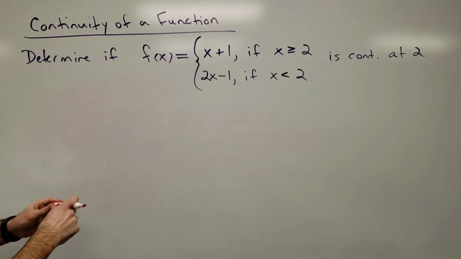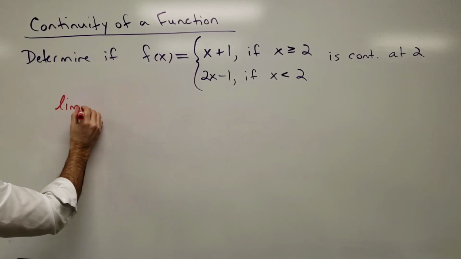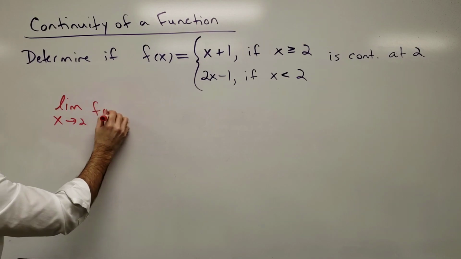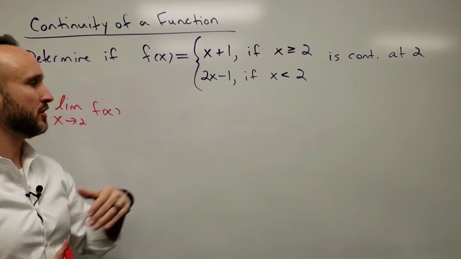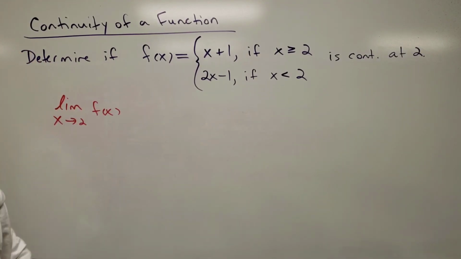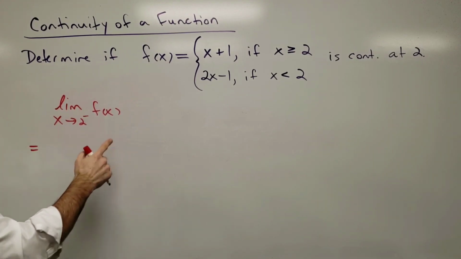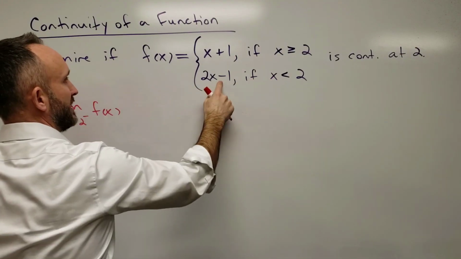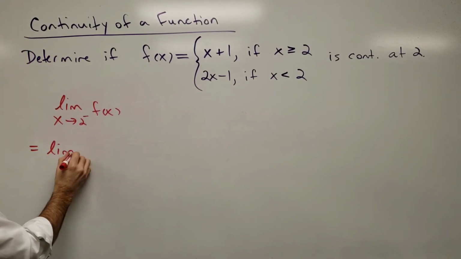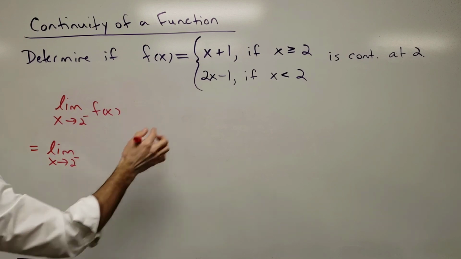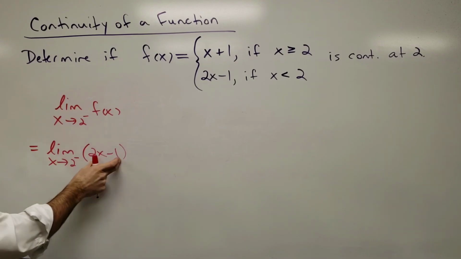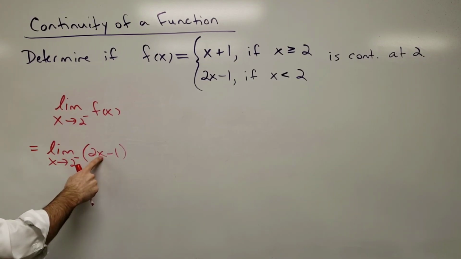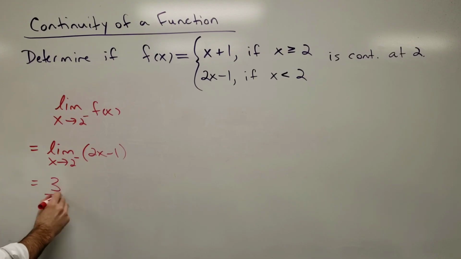So what we have is we need to look at the limit as x approaches 2 of f of x. Okay? But because f of x is defined differently to the left and to the right of 2, we have to look at the left-sided limit and the right-sided limit. So let's look at the left-sided limit first. If I'm looking to the left of 2, I have to use this formula to calculate my outputs. So I'm taking the limit as x approaches 2 from the left of 2x minus 1. And I can find that limit by doing direct substitution. Plug 2 in for x, and I get 4 minus 1, which is 3.